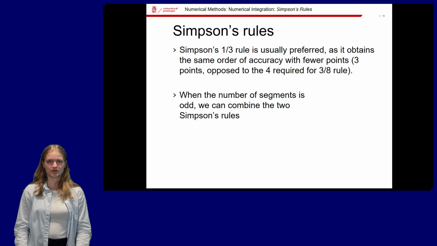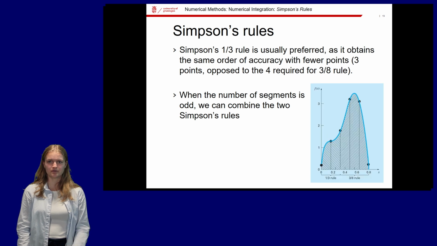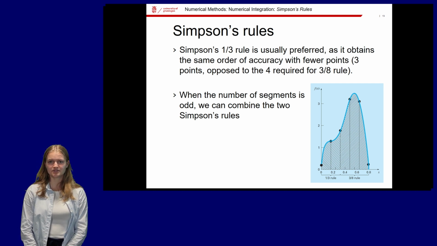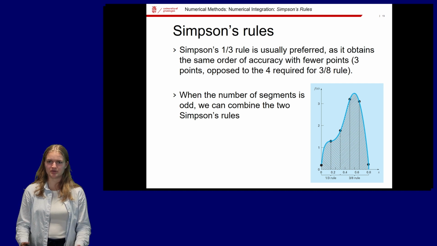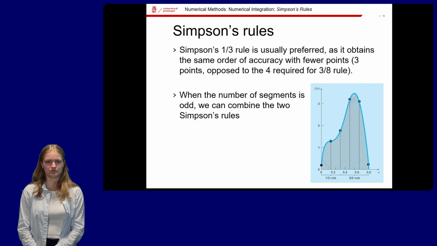However, like I stated already, Simpson's 1/3 rule can only be applied to an even number of segments. Therefore, when the number of segments is odd, you can either use Simpson's 3/8 rule completely, or you can combine the two, which is often done. So that is presented in this figure as well. Here we have 5 segments, because we have 6 data points, 6 base points. And then we can apply the 1/3 rule to the first 2 segments and the 3/8 rule to the last 3.